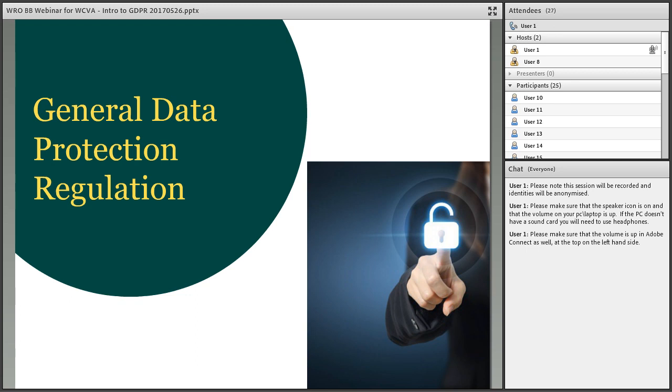So what are the key changes? Firstly, one of the main changes is GDPR will really help individuals feel more in control of their data.